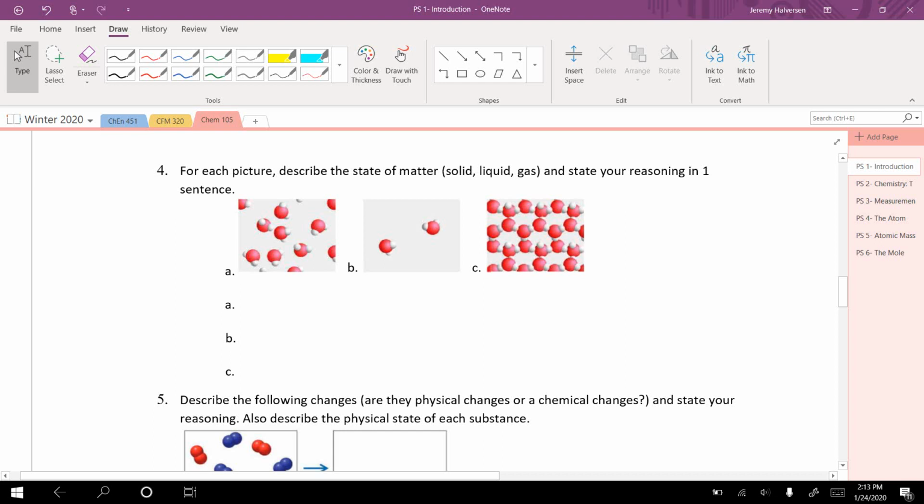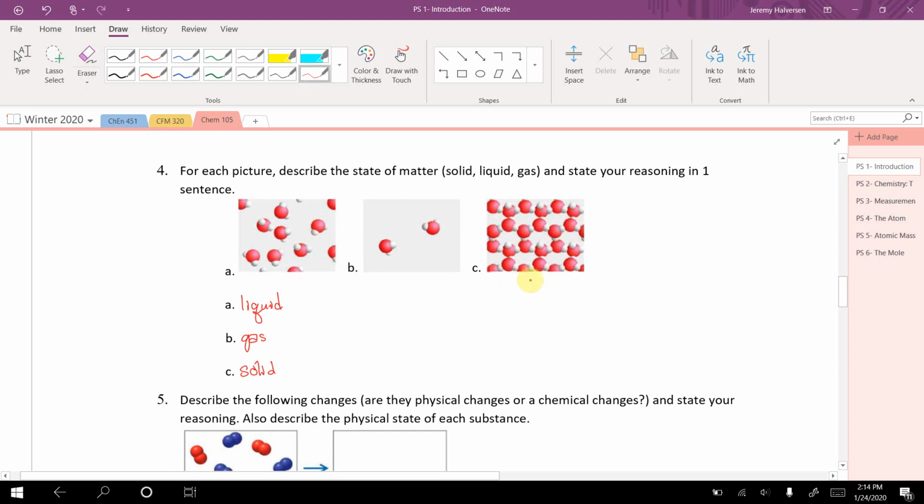So, A looks to me like that would be a liquid. B would be a gas, and C would be a solid. Now, you could debate that, oh, that looks like a gas, right? But relative to each other is really what this question is asking.